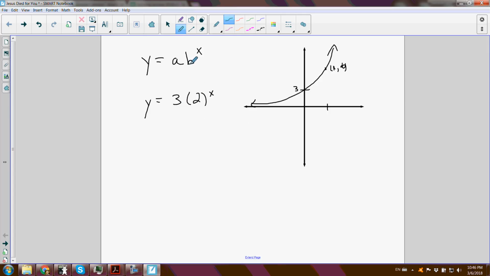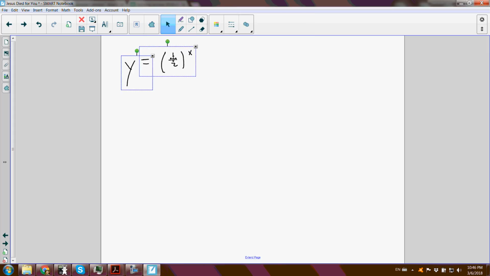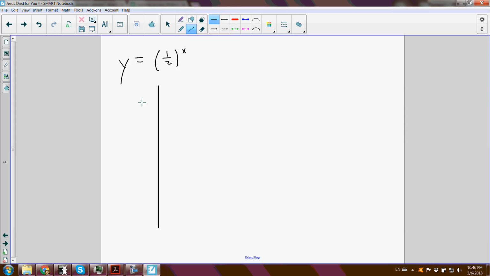Well, what if b is less than 1? Suppose we have the function y equals 1/2 to the x power. We could set up a table of values for this, just like we set up a table of values for the exponential growth function. If x equals 1, y would equal 1/2. If x equals 2, 1/2 times 1/2 is 1/4. If x equals 3, 1/2 times 1/2 times 1/2 would be 1/8.